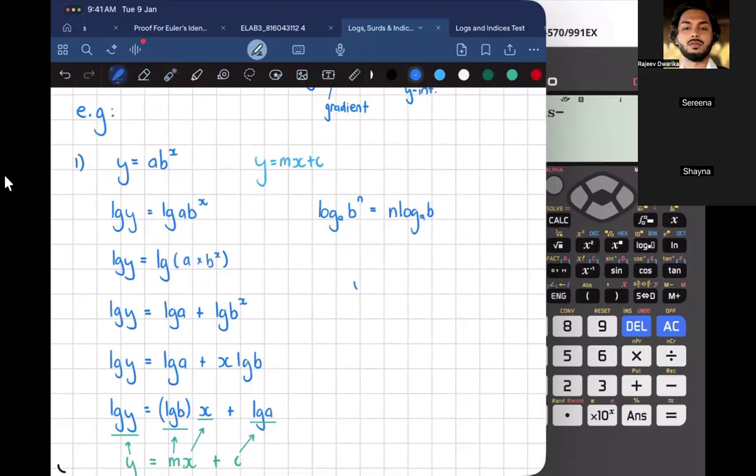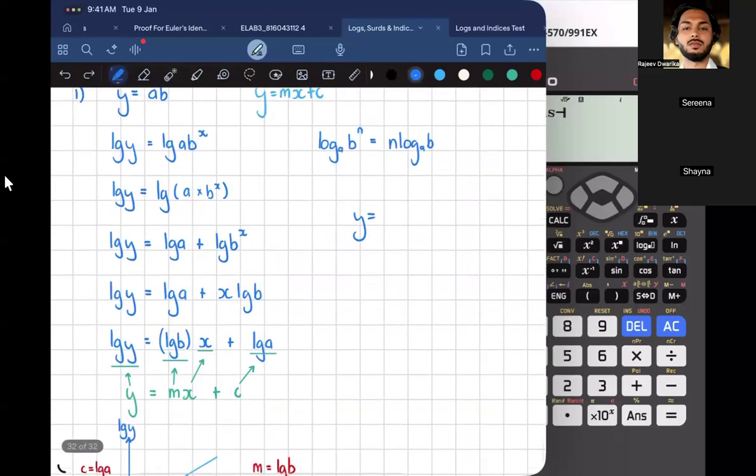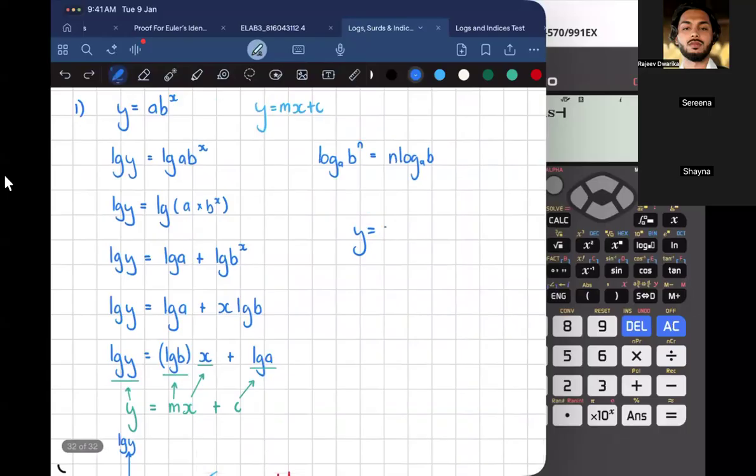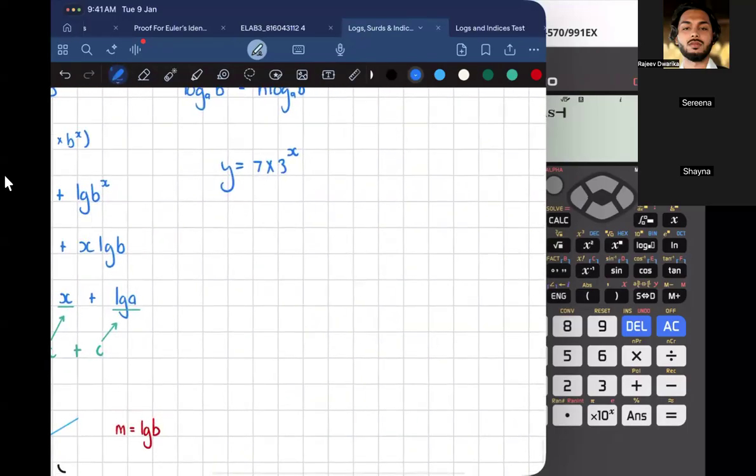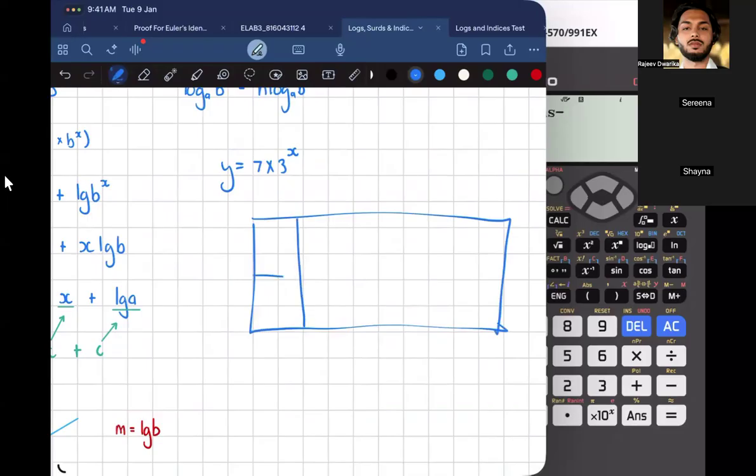So let me change it up. What if we had a relationship y is equal to 7 by 3 to the power x? Let's just say we had that exponential function, and they asked you to plot a straight line graph. Let me say x was 1. When x is 1, that's 3 to the power 1 by 7, which is 21. When x is 2, that'll be 9 by 7, which is 63.